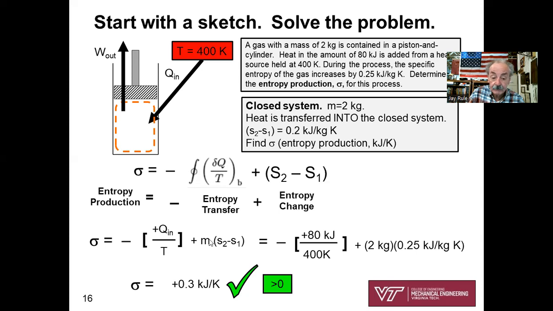Entropy change term, capital S2 minus capital S1 is the mass, given, times S2 minus S1, given. All right, we're going to do the math: equals minus, in brackets, 80 over 400 plus 2 times 0.25. We'll do the math. The entropy production sigma equals plus, I've got a negative number and a positive number. I add those two together and I get plus 0.3 kilojoules per degree K.